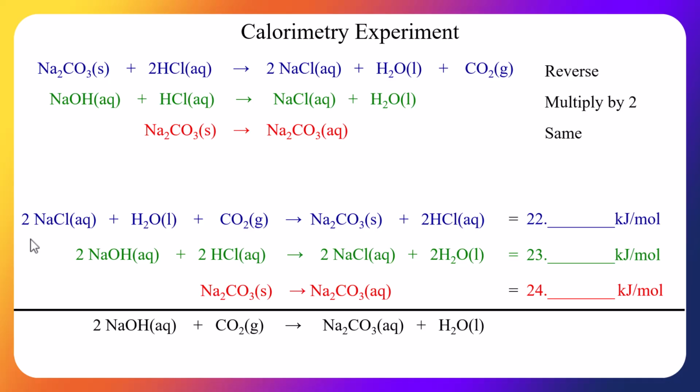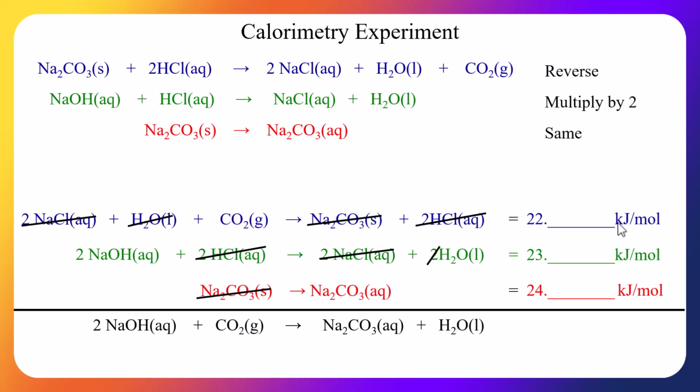let's do it. Okay? So, let's see. 2 sodium chlorides cancel, 2 sodium chlorides cancel. 1 water cancels, so 1 water will cancel, and I'll be left with 1 water. Solid sodium carbonate is on the product, solid sodium carbonate is on the reactant, so they cancel. Okay, so 2 HCl's cancel. So what am I left with? I'm left with 2 sodium hydroxides, 1 CO2, 1 sodium carbonate aqueous, and 1 water.